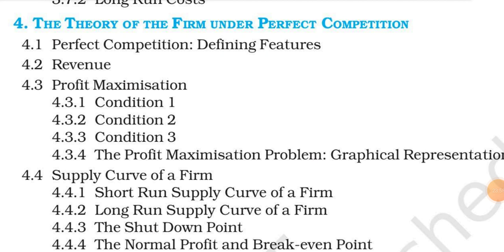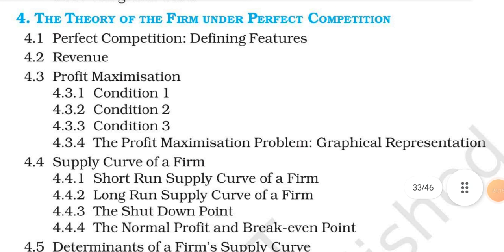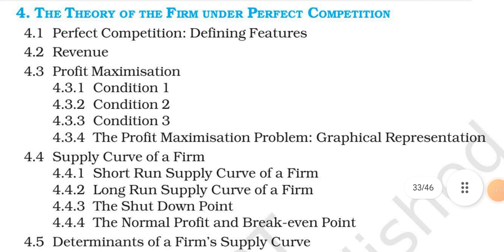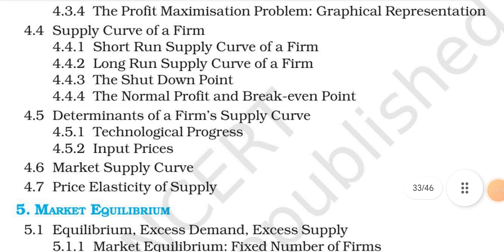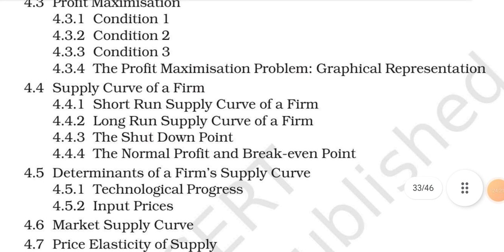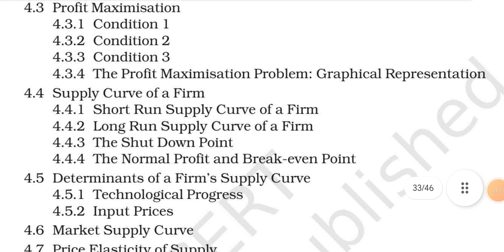4.1 Perfect competition: defining features. 4.2 Revenue. 4.3 Profit maximization. 4.3.1 Condition 1. 4.3.2 Condition 2. 4.3.3 Condition 3. 4.3.4 The profit maximization problem. Graphical representation. 4.4 Supply curve of a firm.